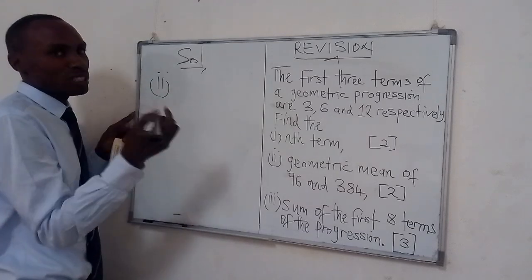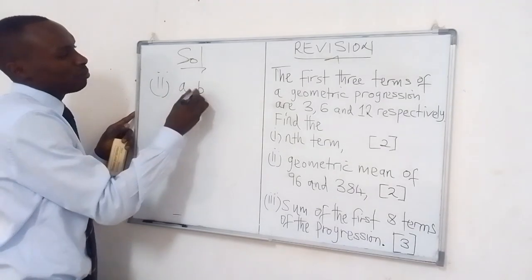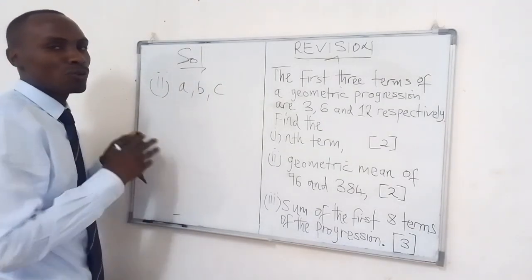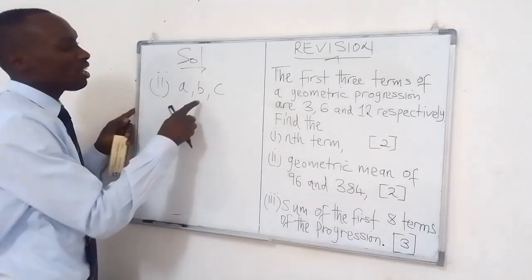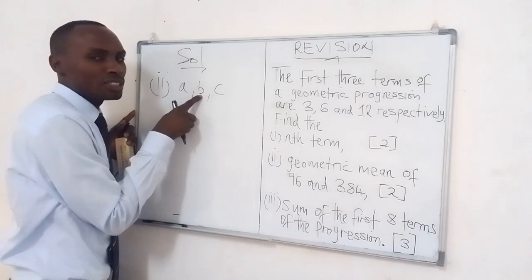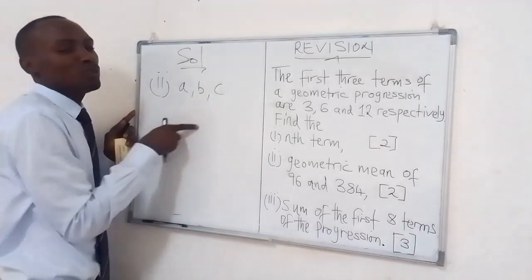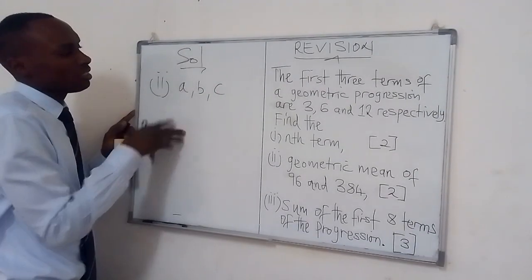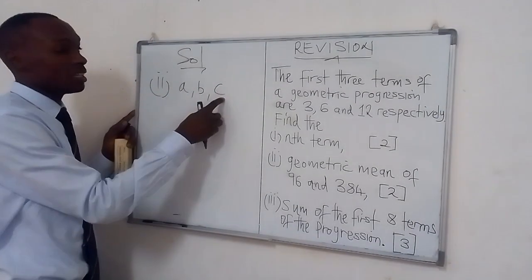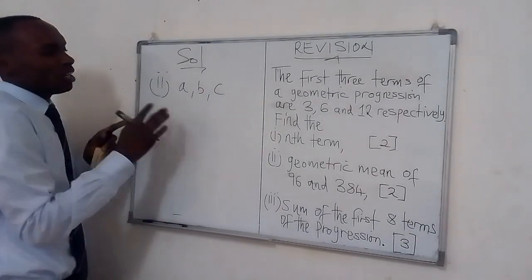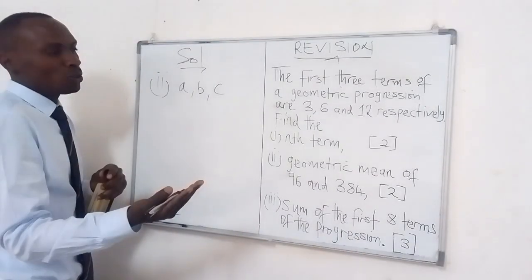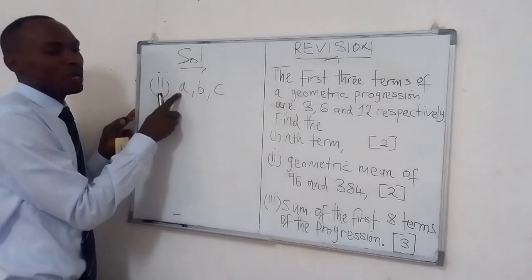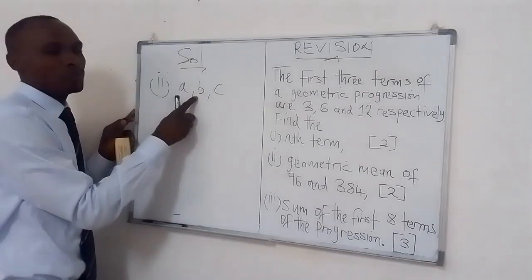If you've got consecutive terms A, B, C, if these are consecutive terms of a geometric progression, then B is the geometric mean of these two, A and C. So now, how do we get B if we have A and C? Remember how we get the common ratio. We get the common ratio by dividing B by A or C by B.